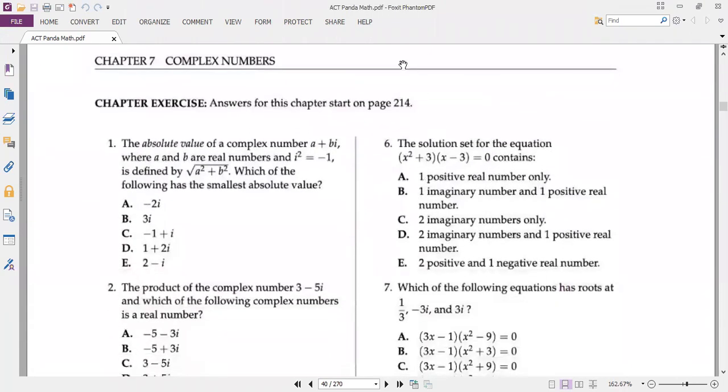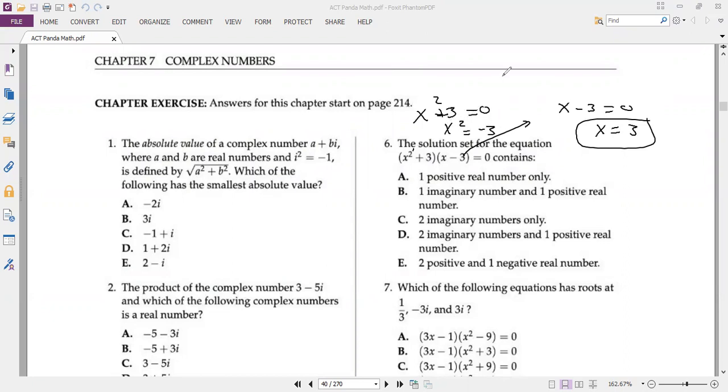The solution set of this one. Before we complete, just check x minus 3 equals 0, so x equals 3, this one. Also here, x squared plus 3 equals 0, so we have x squared equals negative 3.